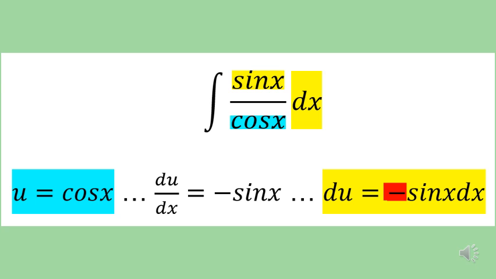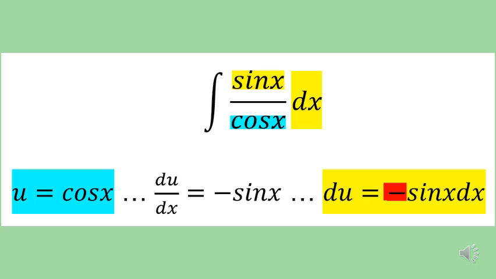So a couple things with this one. I've got a fraction, and when I have a fraction, a lot of times the u will be what's on the bottom of that fraction. And here the denominator says cosine x, so u equals cosine x. The derivative of cosine is negative sine. This time I did it right with my negatives. And that means du would be negative sine x dx.